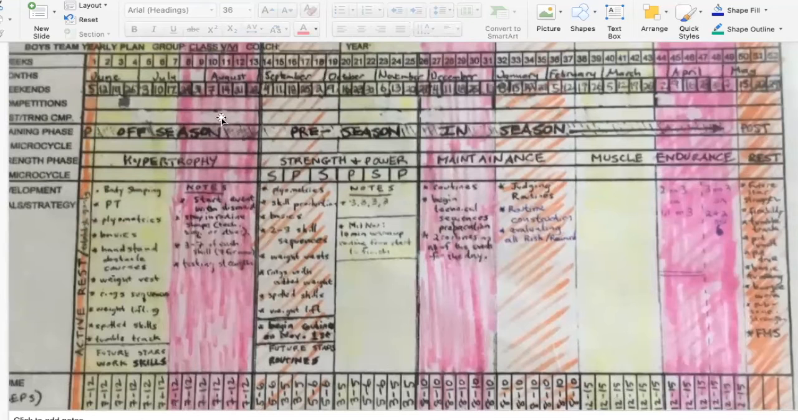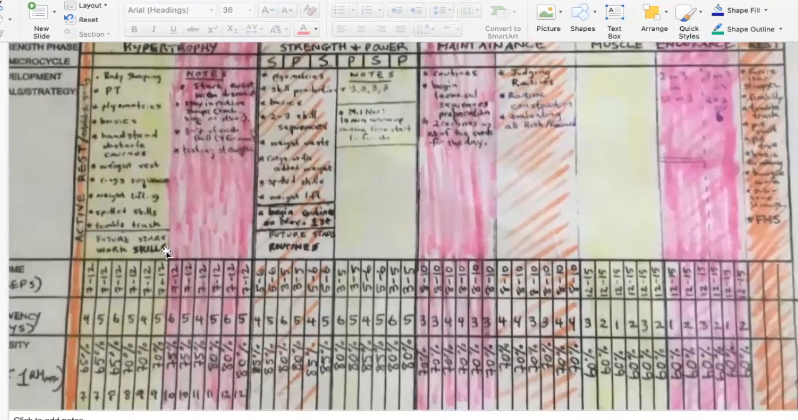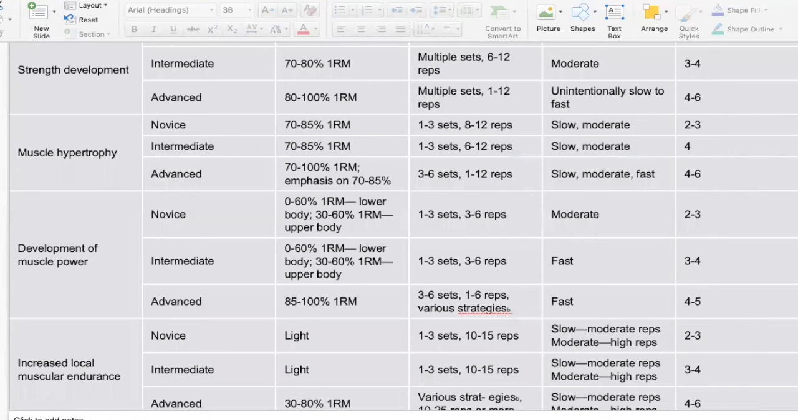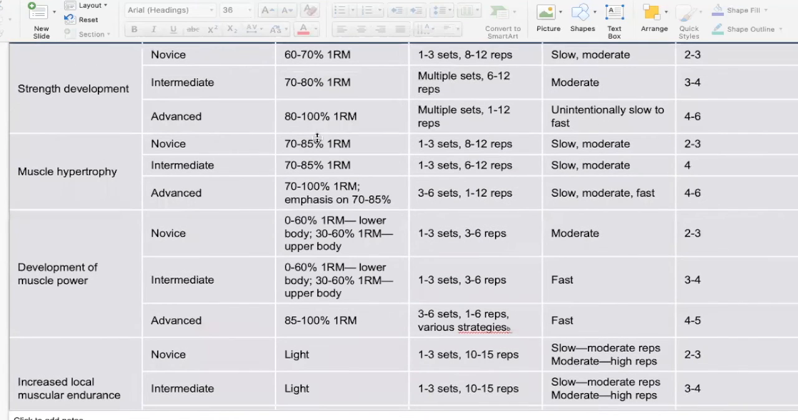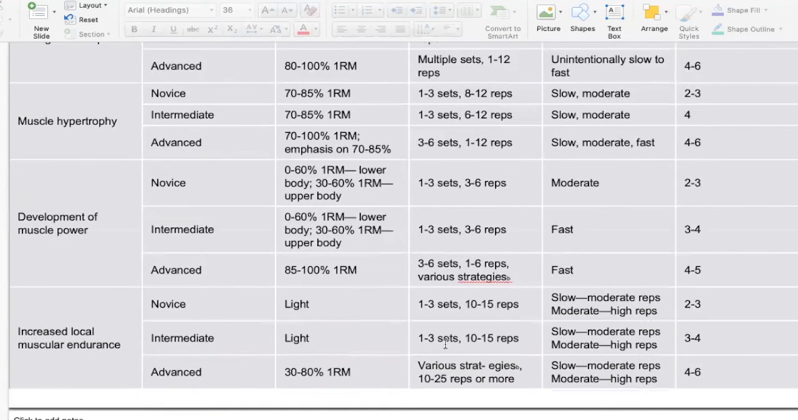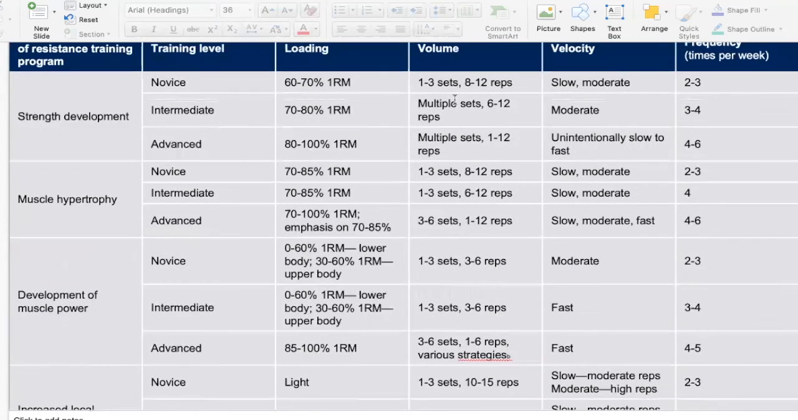All right, for 12 weeks, we're going to work on hypertrophy. How do we work on hypertrophy? Well, it's based on these ACSM guidelines that I showed you right here. Muscle hypertrophy: they want to work between 70 to 85% of their 1 RM. If you notice, everything is 3 sets, 3 sets, 3 sets, 1 to 3 sets. So I say 3 sets of everything.